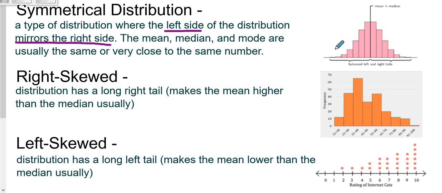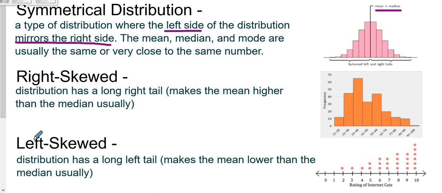If we have a symmetrical distribution, our mean is going to be approximately the same number as our median. They might not be exactly the same, but they're going to be very, very close to each other. Sometimes they will be the same, and that's how you really know that your data is symmetrical. Now if your data is not symmetrical, it's either right skewed or left skewed.